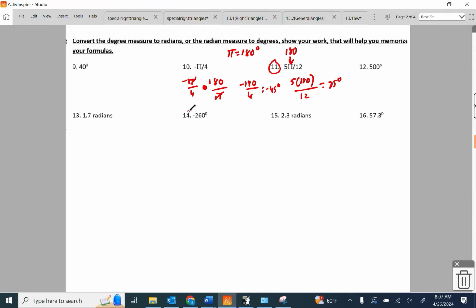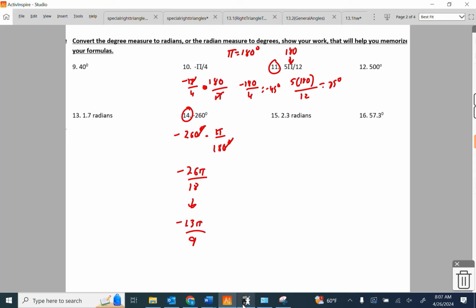Alright, let's do 14. We got a negative 260 degree angle, and we're going to multiply that by pi over 180 degrees because it's the degree symbols that we want to cancel. That's why we do that. I'm going to go old school on this. The zeros cancel, the degree symbols cancel. I'm at negative 26 pi over 18. I'm still an even number, and even numbers are always divisible by 2, so negative 13 pi over 9.